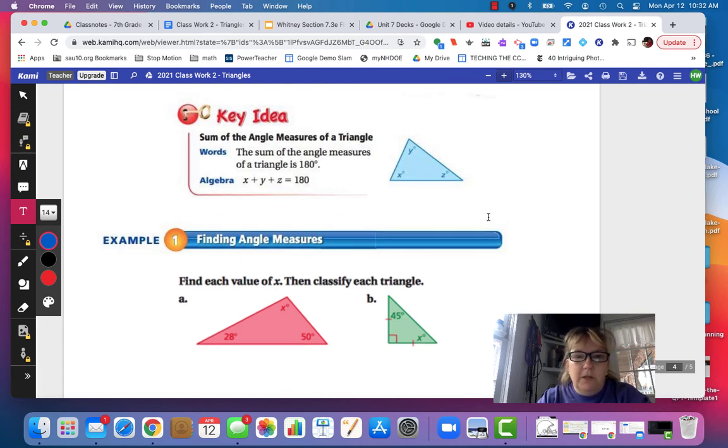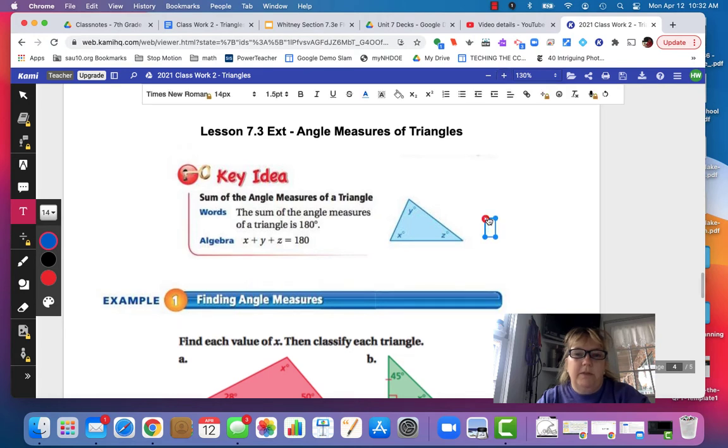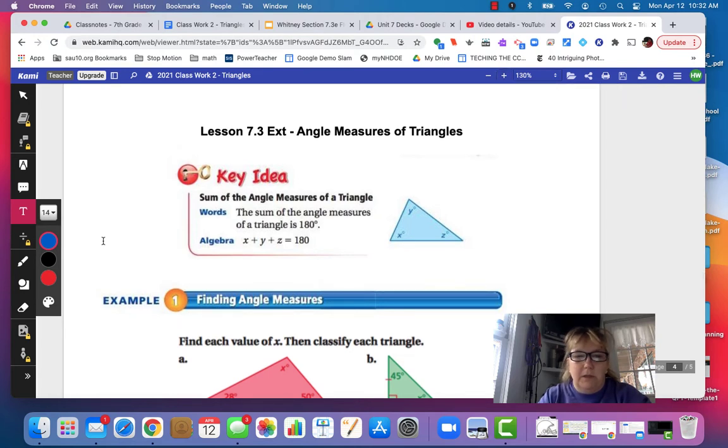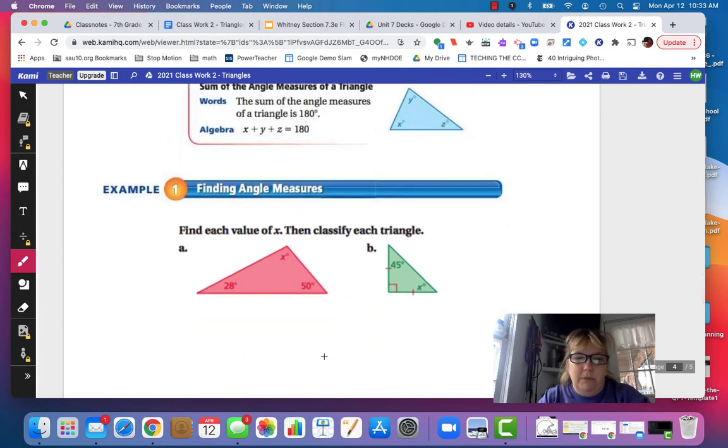So we've moved on to lesson 7.3 extension, angle measurements of triangles. This is a lesson on being able to determine what the angle measurements are on the inside of a triangle. They're called the interior angles. The sum of the interior measurements of a triangle is 180. It means that if I add x degrees plus y degrees plus z degrees, I end up with 180. Hence x plus y plus z equals 180. So we can use that information to determine what missing angle measurements are.